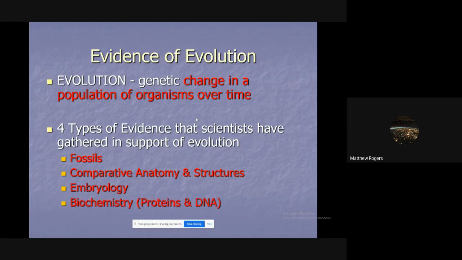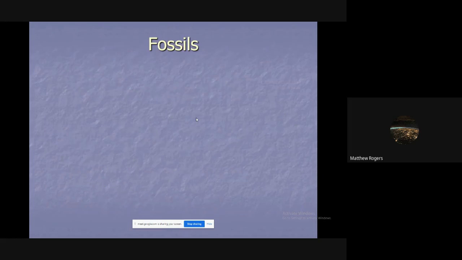And finally, biochemistry. This is a newer one. This is looking at proteins and DNA and comparing them and contrasting them amongst living and non-living, or not, I should say non-living, living and things that have gone extinct. So these are the four types of evidences of evolution that we're going to look at. These four play a major role in what we're going to be doing in this class. So first thing is fossils.